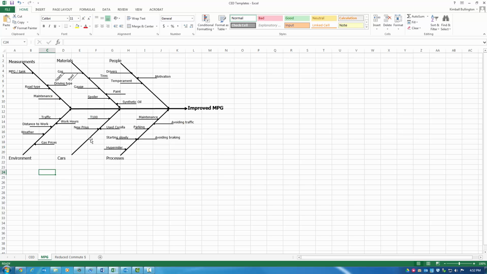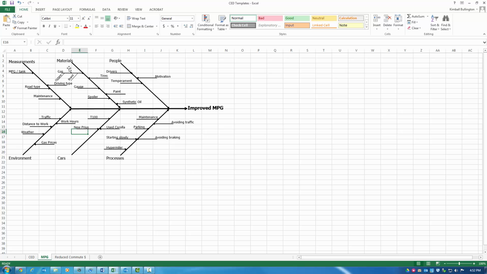Avoiding traffic. Under cars, I've got T100. I drive a T100 pickup, 1998 T100. But I could get a new Prius, and I would improve my gas mileage. I would improve my gas mileage if I got to use Corolla. And this brings into consideration, is this really the right effect that I'm after? Or am I after reduced commuting expense?